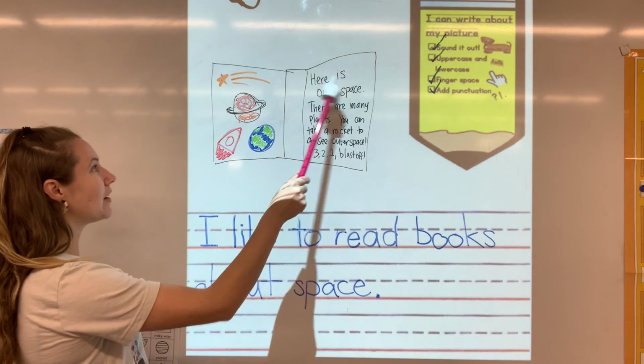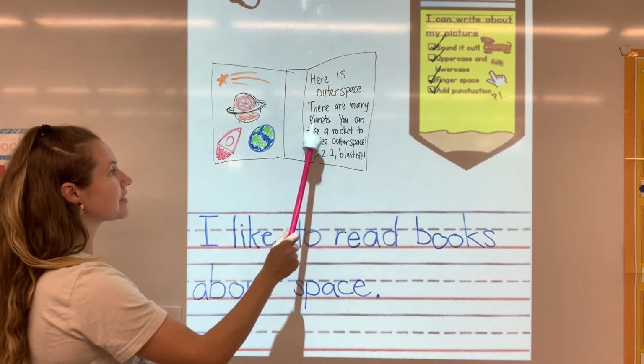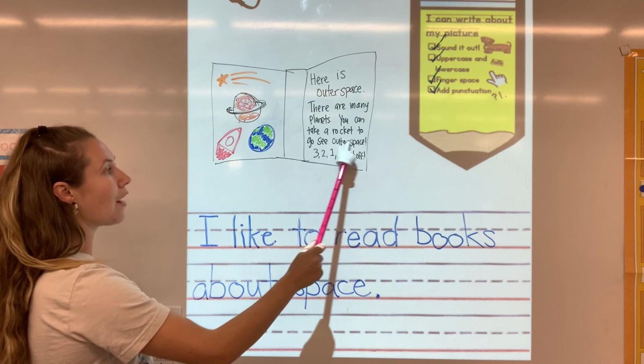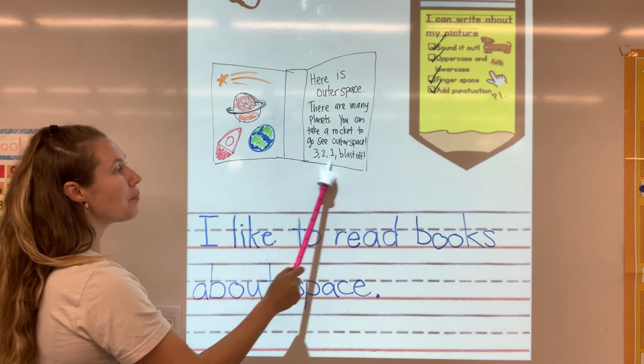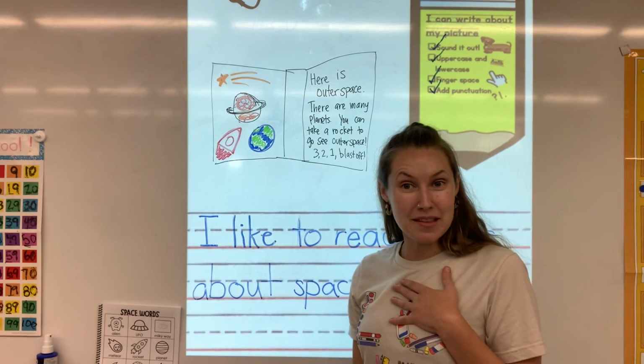It says, here is outer space. There are many planets. You can take a rocket to go see outer space. 3, 2, 1, blast off! So maybe that would be in a book that I would read about space.